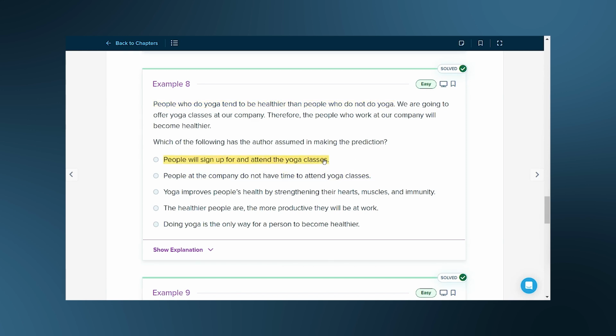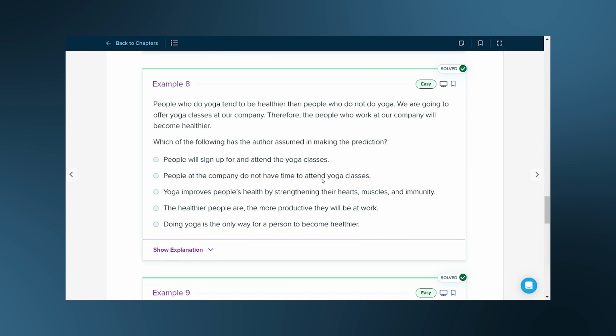A, people will sign up for and attend the yoga classes. Okay, this one is a pretty straightforward assumption. If people aren't signing up for or taking the classes, then how do we connect the premise, people who do yoga are healthier than people who don't, with offering yoga at our company will lead to healthier employees? They'd have to be taking advantage of the classes to benefit. Let's look at the other choices to see if there are any better ones.